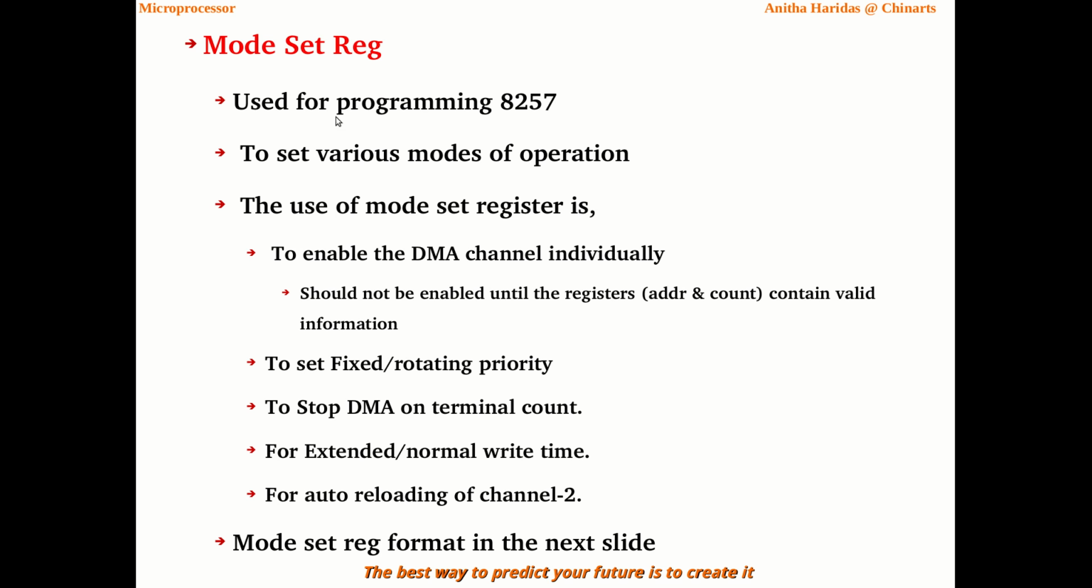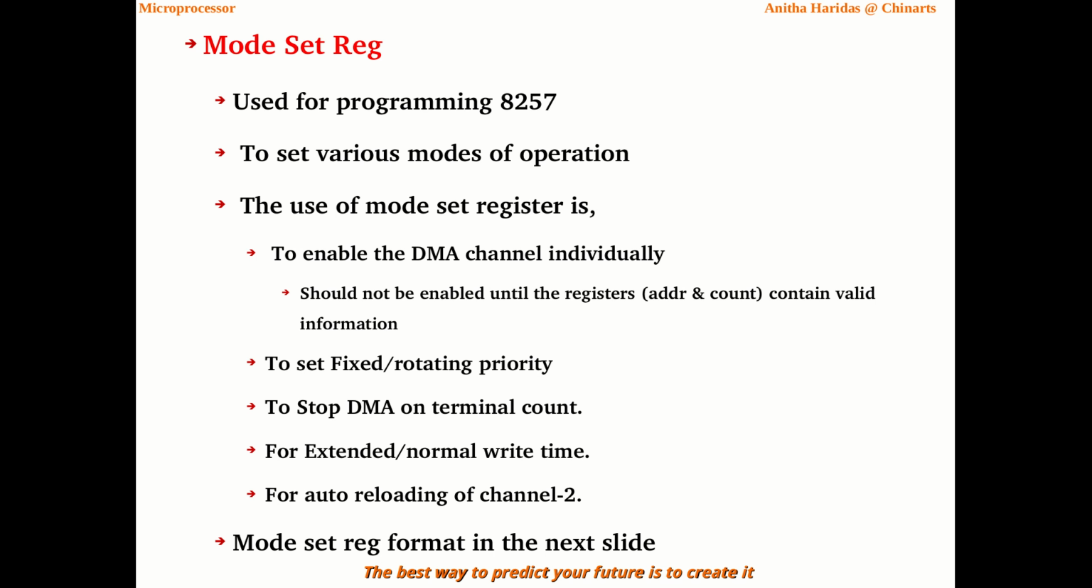Okay. Then we have the mode set register, and this is used for programming the 8257. It is used for setting the different modes of operation. It is used to enable a DMA channel individually, and a channel should not be enabled until the registers contain valid information, both the address as well as the counter register. It is also used for fixed or rotating priority, whether you want to have a fixed priority or a rotating priority.